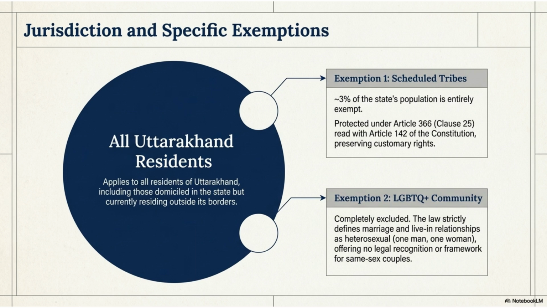The UCC applies to all Uttarakhand residents. However, there are 2 specific exemptions. Scheduled tribes, representing about 3% of the population, are entirely exempt to preserve customary rights. The law also strictly excludes the LGBTQ+ community by defining marriage and live-in relationships as heterosexual.